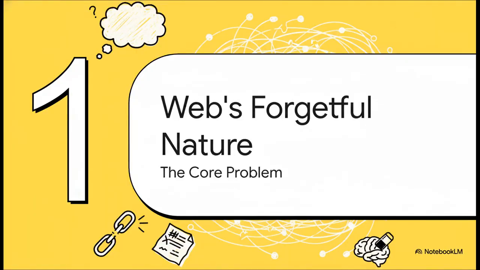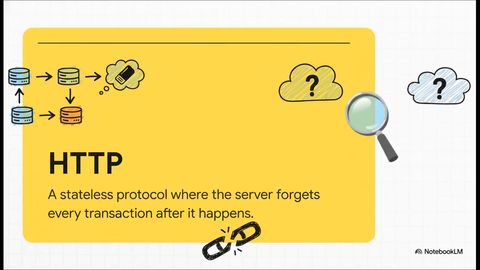So, to really get why cookies exist, you first have to understand the problem they're solving. And at its heart, the problem is that the web, by its very design, has a terrible memory. The technical reason for this forgetfulness comes down to something called the Hypertext Transfer Protocol, or HTTP. You can just think of it as the basic language of the web. And a key feature of this language is that it's stateless. All that really means is that it was designed for one-off requests. It doesn't have a built-in way to link multiple requests from the same person.